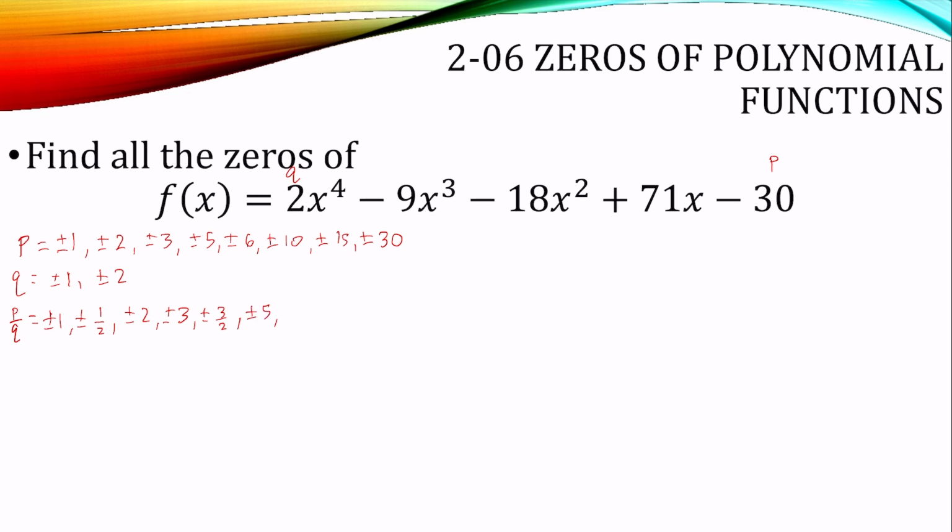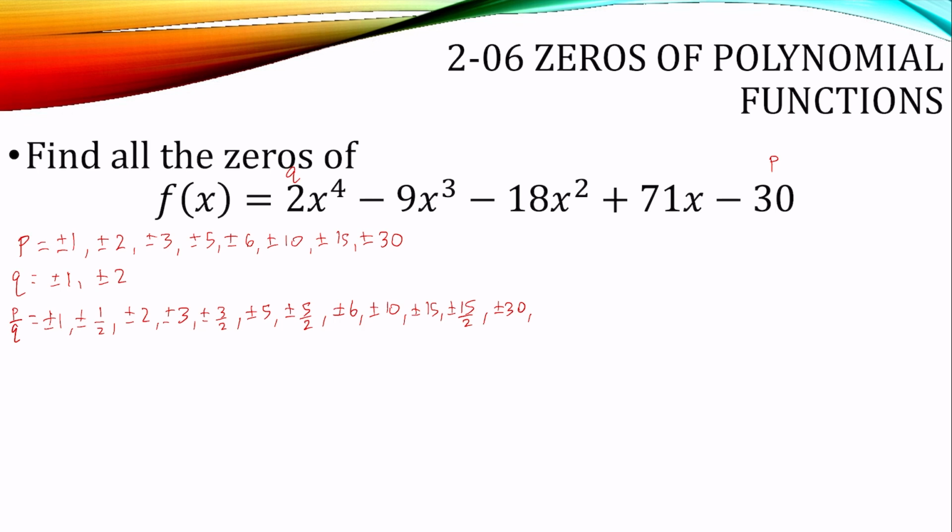5 over 1, or 5 over 2. 6 over 1, or 6 over 2, which is 3. I already have the 3. 10 over 1, or 10 over 2, which is 5. I already have that. 15 over 1, 15 over 2, 30 over 1, or 30 over 2, which is 15, and I already have that. So we only have 24 numbers to choose from. You may think that's quite a long list, except it's much shorter than an infinite number of numbers before we made the list.